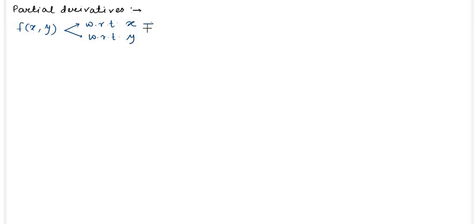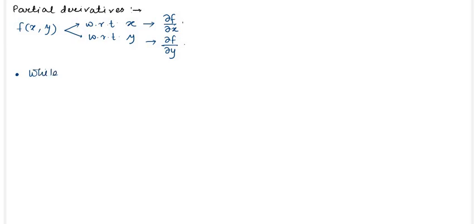The derivative with respect to x we denote by del f del x, instead of the previous df dx. So we now have del f del x. And similarly, the derivative that we do with respect to y we will denote by del f del y.